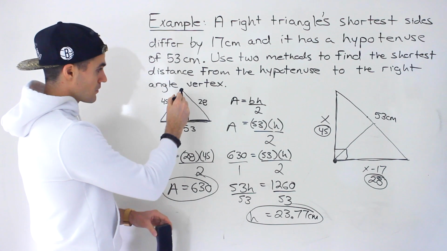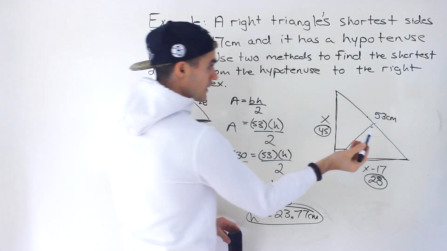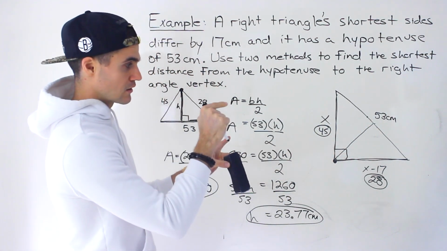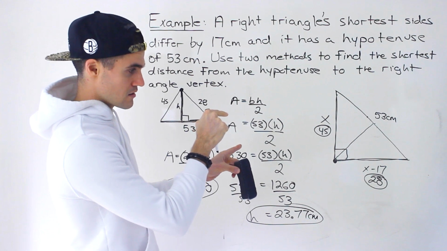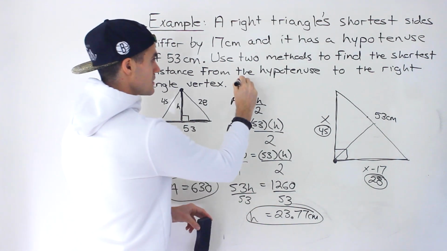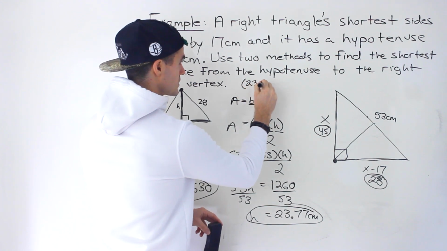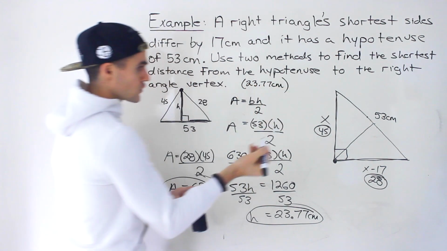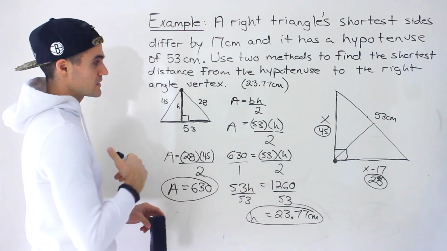Remember, this height that we represented here is the same as this line, which is the shortest distance from the right-angled vertex to the hypotenuse. So that's the solution. So that's how we got the solution with the first method. And so let's see if we can get it with the second method.